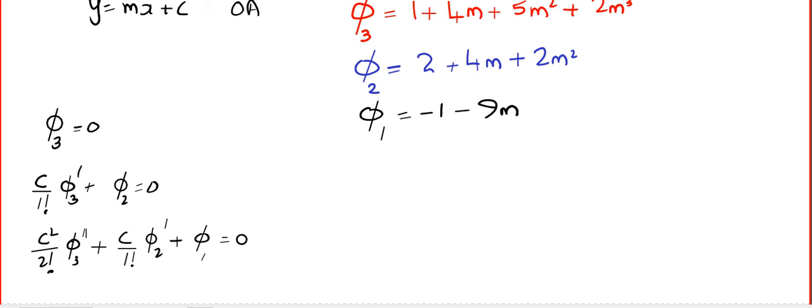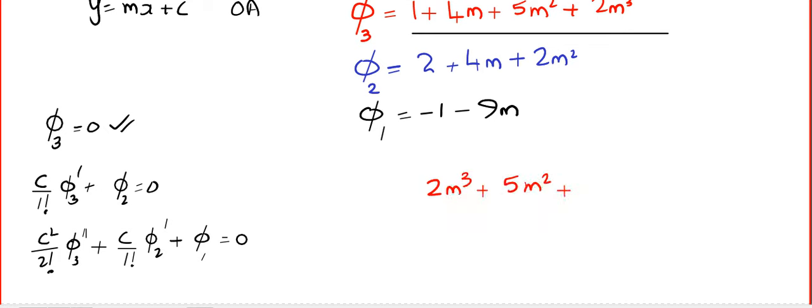The next equation will be c cube by 3 factorial, phi 3 triple dash, etc. It goes on like that. Anyway, I'm going to use the first equation. So I'm going to take our phi 3. So 2m cube plus 5m square plus 4m plus 1 is equal to 0. So use a calculator. We will get m equal to minus 1 by 2, minus 1, minus 1.